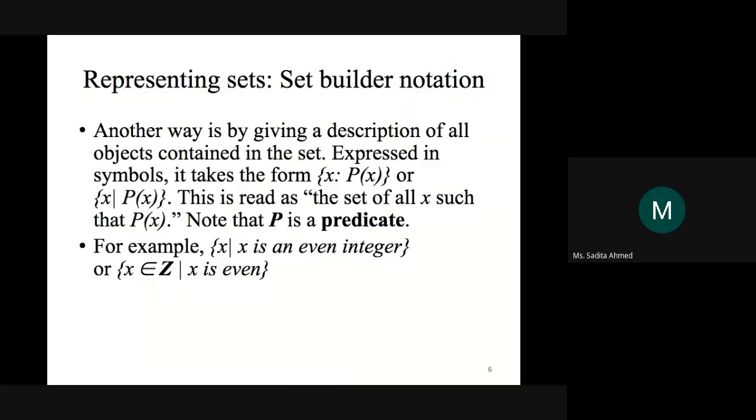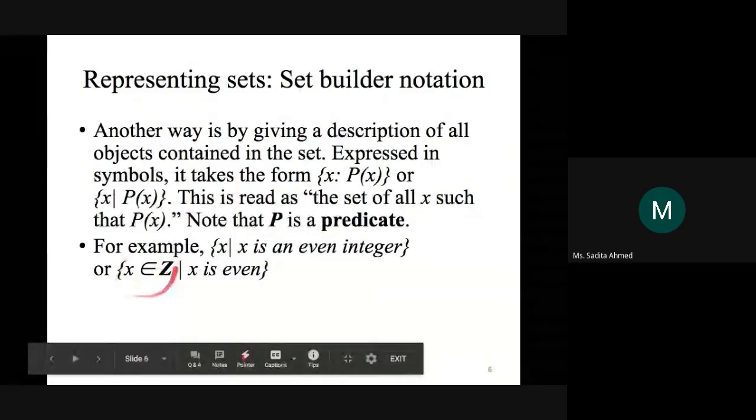X is an integer. Because we have specified here that the domain of x is the set of integers, we do not have to mention that again here in the predicate. If x is already an integer, we do not need to mention that in the predicate. It's a characteristic that's already fulfilled by default because we've specified that here. Okay, so that is another way of representing the same set.